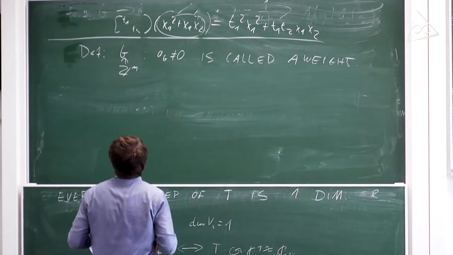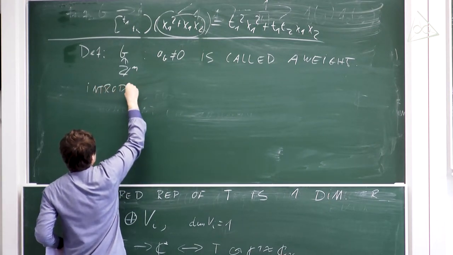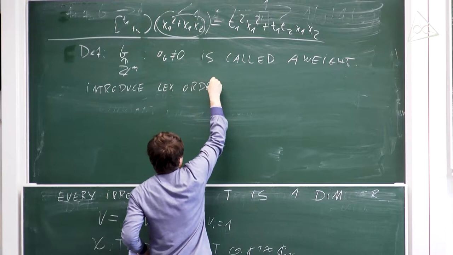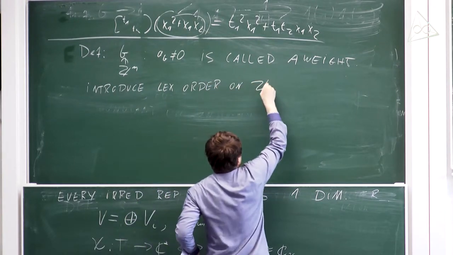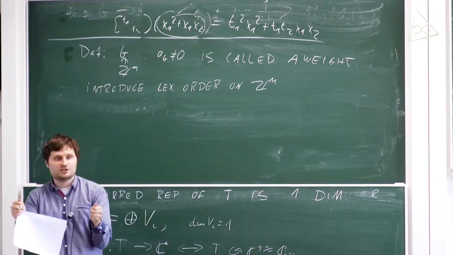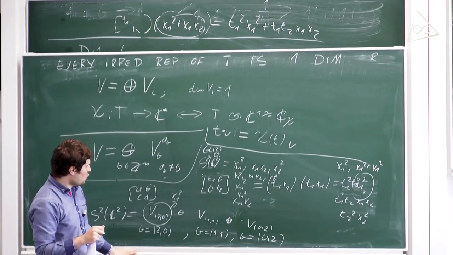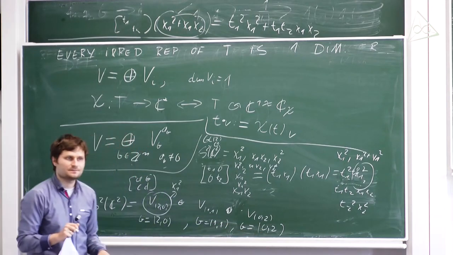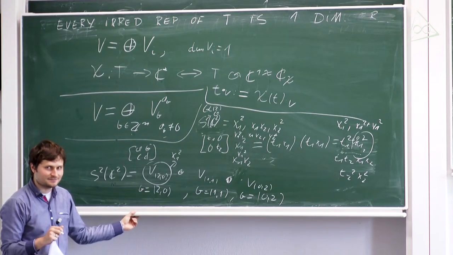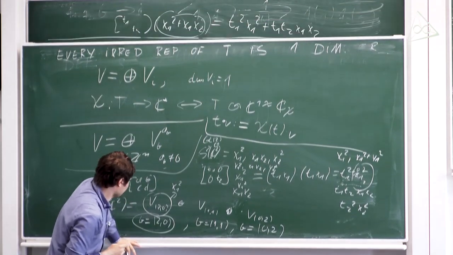Okay. So now I introduce an order on weights. Lexicographic order. So I first compare the first coordinate, if they are equal, then the second one, and so on. Okay, let's go back to this example. What is the highest weight here? There are three weights. Which one is the highest? The first one. Okay. And this is very important, highest weights.